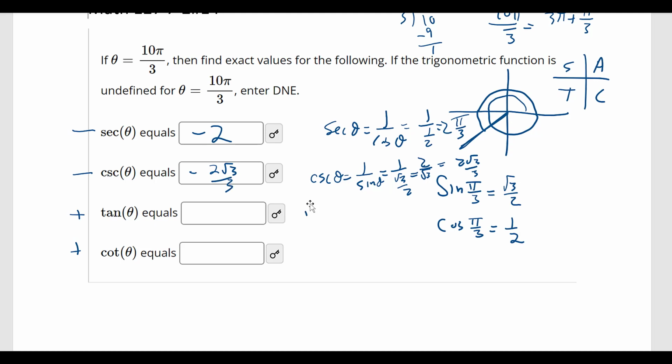Tangent is going to be sine over cosine. So that's going to be the square root of 3 over 2 divided by 1/2, which comes out to be just square root of 3. And it's positive because that's a positive quadrant for tangent. And then cotangent is the reciprocal of tangent, or it's cosine over sine. So that's going to be either 1 over the square root of 3 or square root of 3 over 3 if we rationalize the denominator. Okay. Moving on.